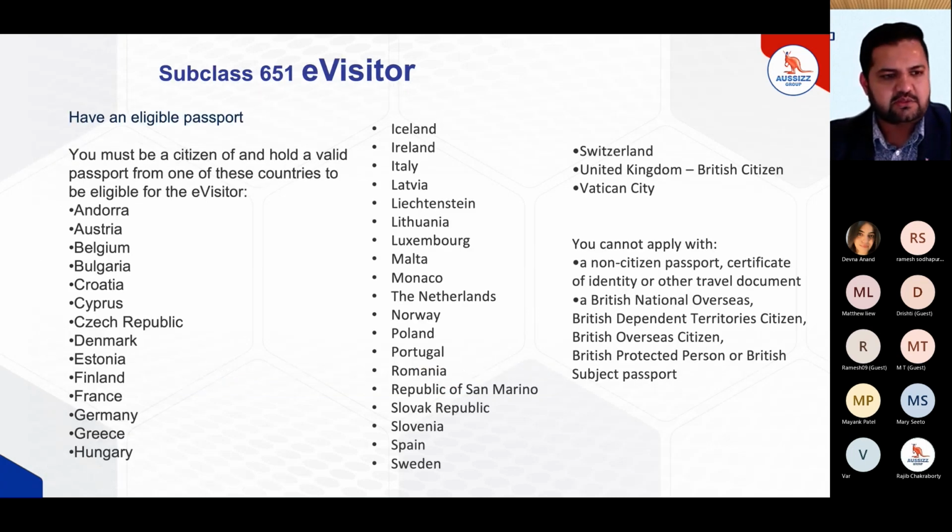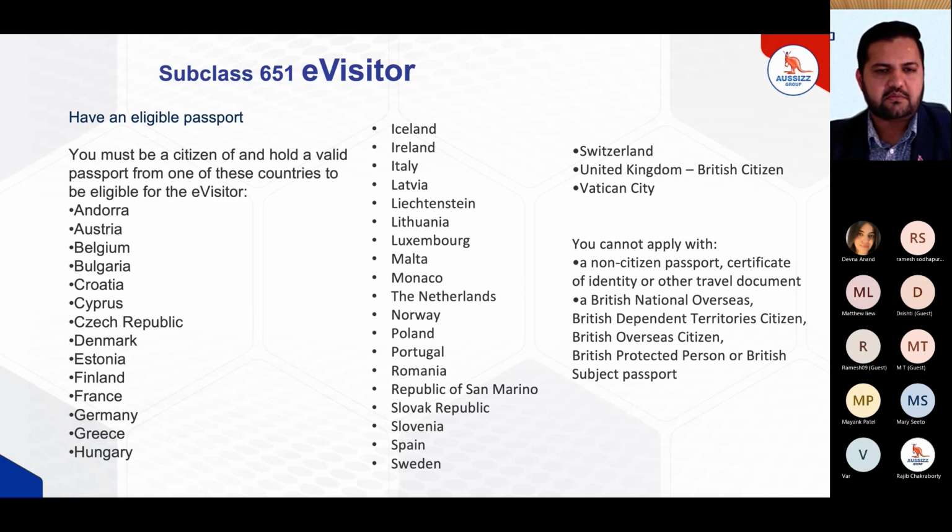These are the countries which are eligible for the e-visitor visa. Mainly from Europe, they are eligible for the 651 e-visitor. It is normally granted within hours, if not days. And this is absolutely free. They can come to Australia for 3 months.